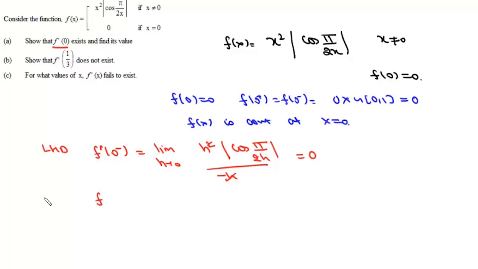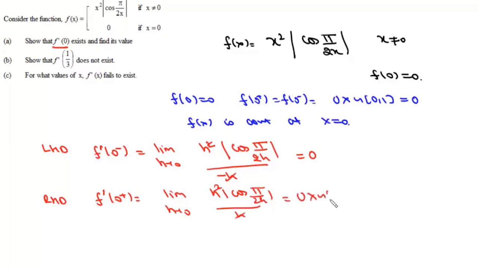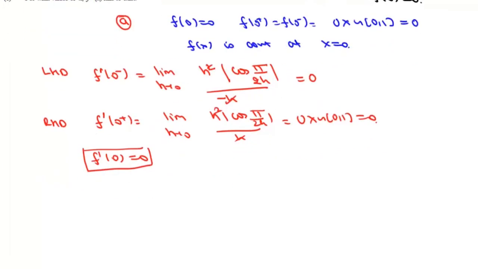And if we check its right hand derivative, it will be f'(0+), which is limit h tends to 0, h square cos(pi upon 2h) upon h. Now this h and h will cancel, which again is 0 into an oscillating value 0 to 1, which is 0. So f'(0) exists and its value is 0. That's your A part. Now in the B part it says, show that f'(1/3) does not exist.